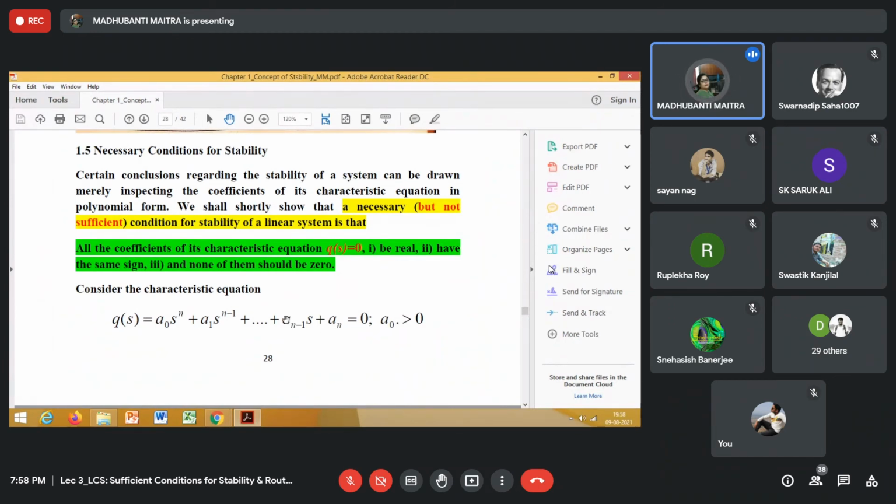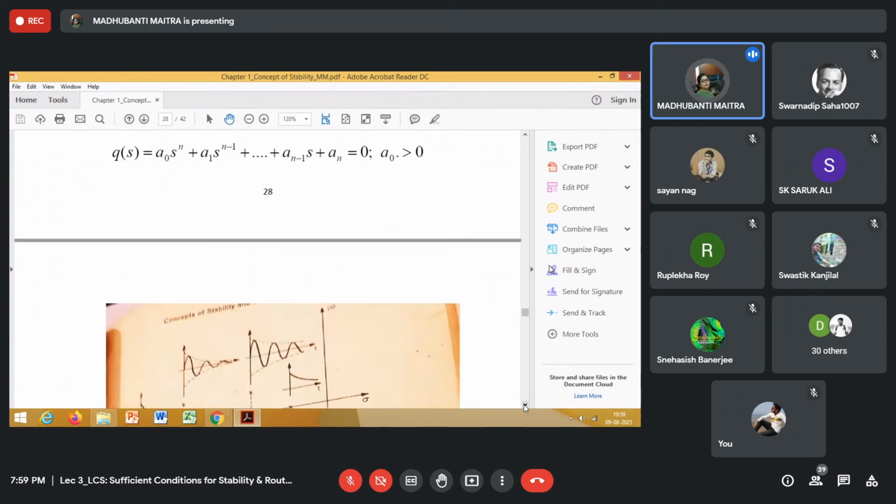If an and an minus 1, these two terms are absent, these two terms are 0, then what would happen? Two roots at the origin of the S plane, right? So repeated roots at the origin, so the system will be unstable. Right? So from this observation, we can infer that this point is valid, that none of them should be 0.